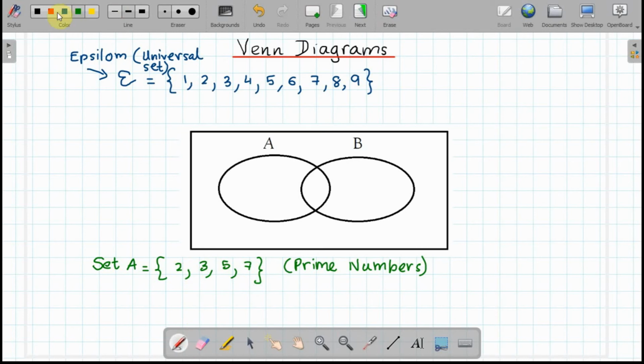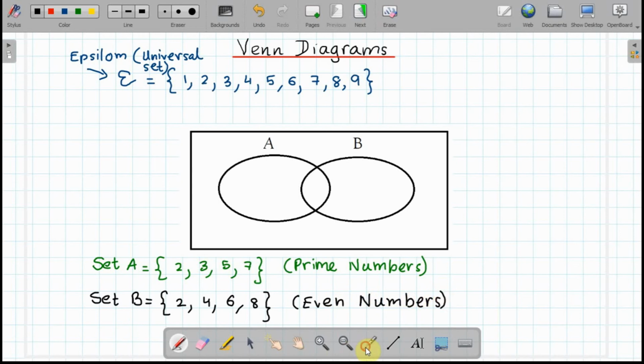Okay. Set B is going to be even numbers. So that's going to be 2, 4, 6, 8, and that's it. Let's write this down in brackets so that we know what this stands for: even numbers. You don't need to write this down when you have a set, but I'm just writing it down so that we know what's going on here. So 2, 4, 6, and 8 are the elements of set B.